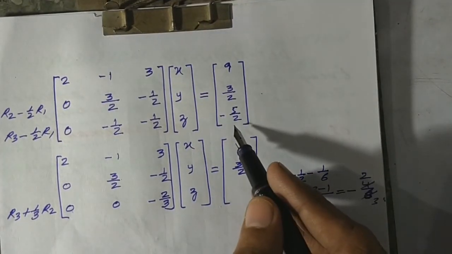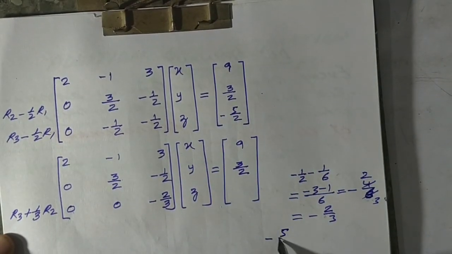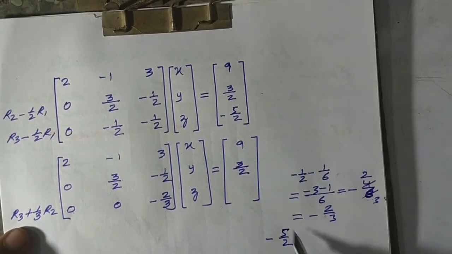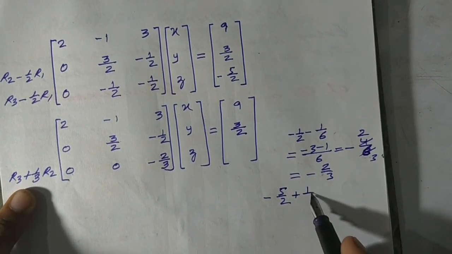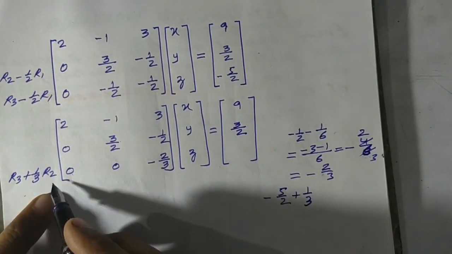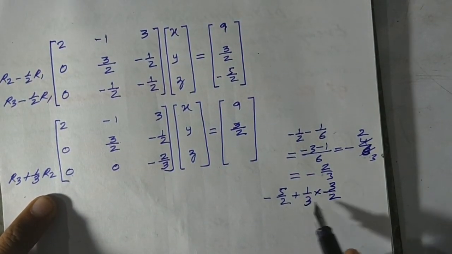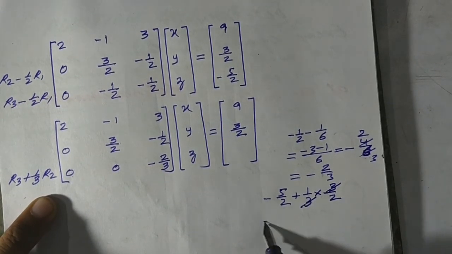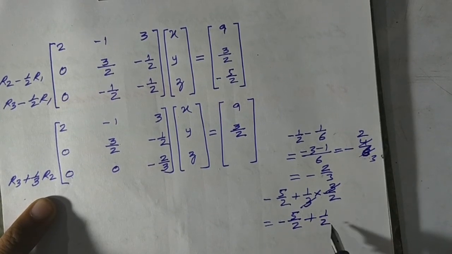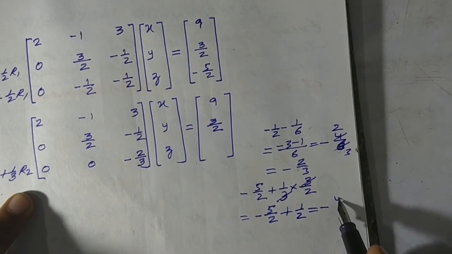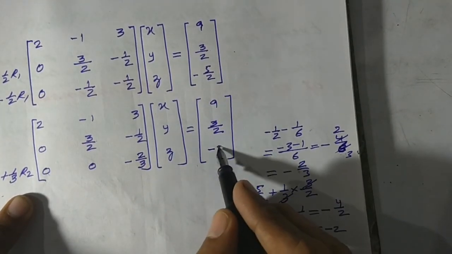Now come to the next one. Now R3 is minus 5 upon 2 and plus 1 upon 3 R2. R2 is 3 by 2 over here, so 3 is cancelled by 3 and we have minus 5 upon 2 plus 1 upon 2, which is simply minus 4 upon 2 or minus 2, so we get minus 2 over here.